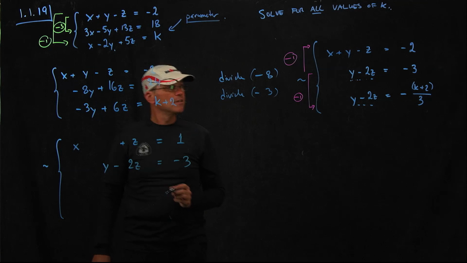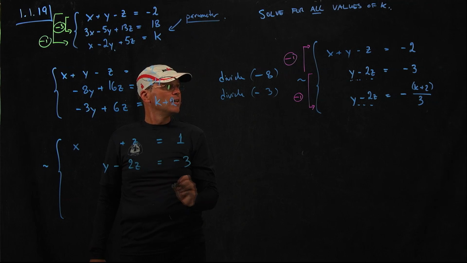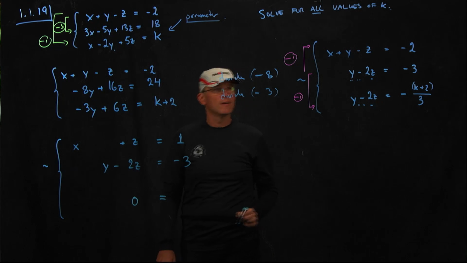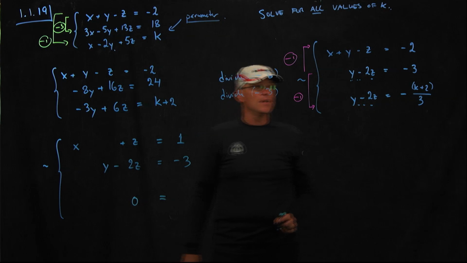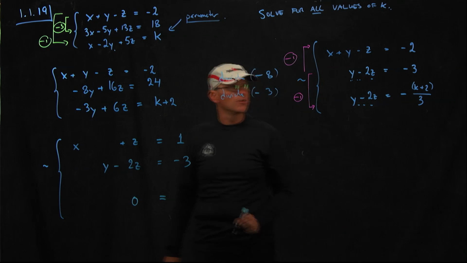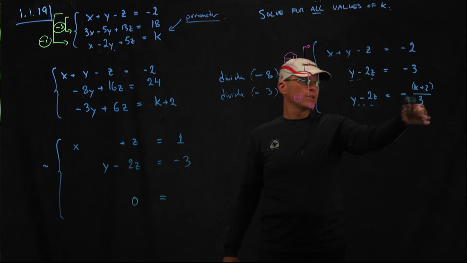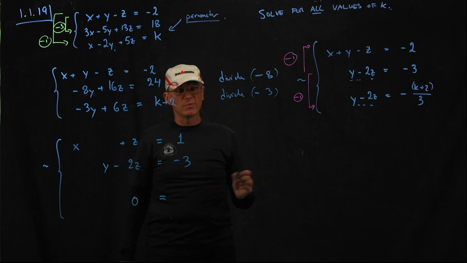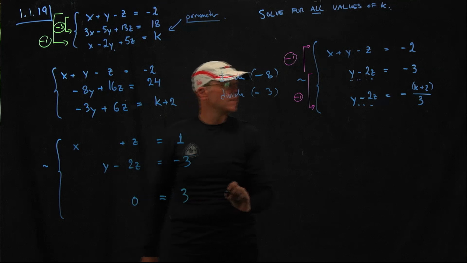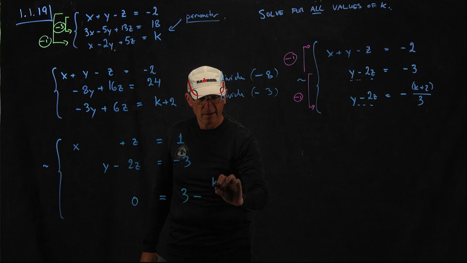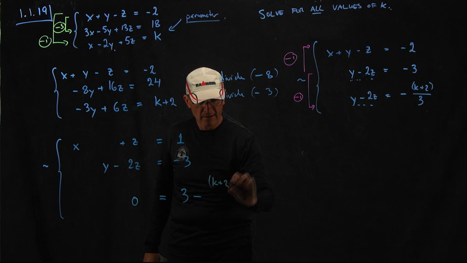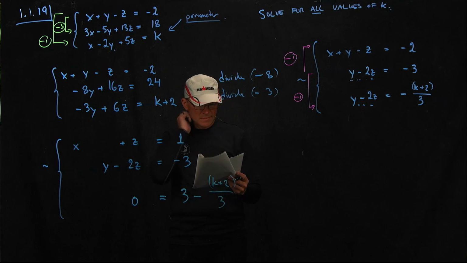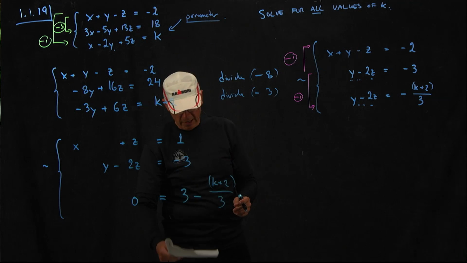And of course, this is where all the fun happens. Everything cancels on the left-hand side, right? So we have 0 equals, what is it equal to? Well, we have whatever is sitting here, and then we're subtracting negative 3, right, which means that we're adding 3. So we end up with 3 minus (k plus 2) over 3. Let's make sure that I agree with myself. Yes.